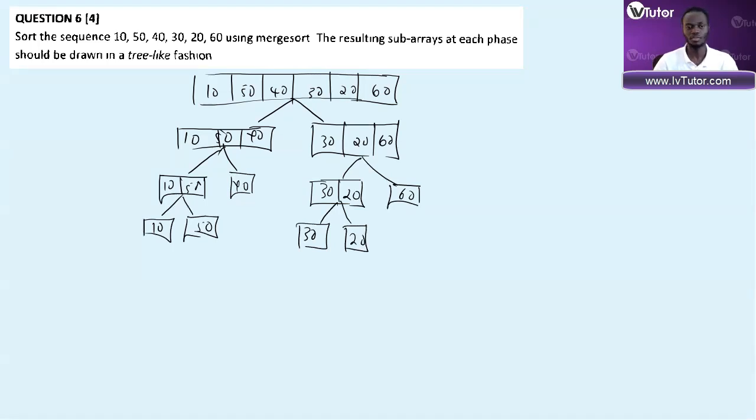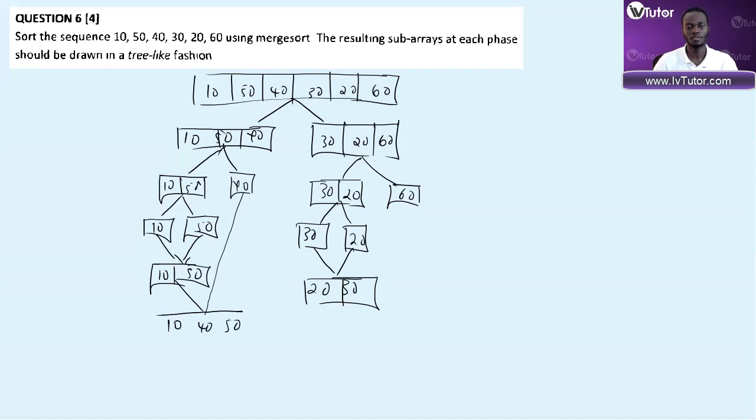And now you start merging. And as you merge, you sort. Now you merge these two. That means you end up with 10 and 50. You merge these, you end up with 20 and 30. Now remember, as you merge, you have to sort. And now you merge these, which means now you have 10, 40, 50 there. And then here you also merge these, which means now you have 20, 30, 60.